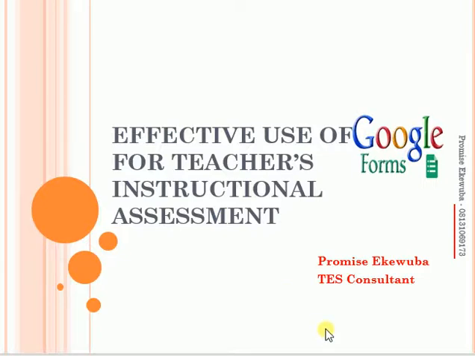I also want to point out that this particular training is tailored towards teachers and educators generally, not just teachers, everyone in the educational sector. However, if you're not a teacher or an educator, I believe you still gain one or two things from this training. So just sit tight and let's move on.